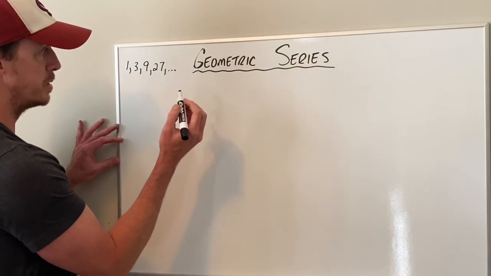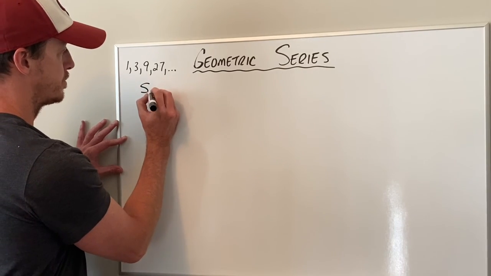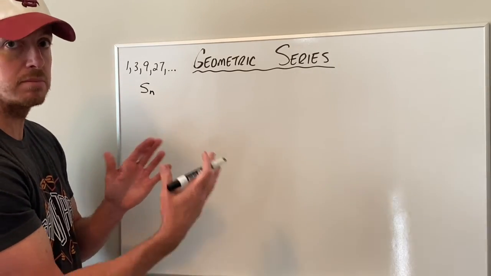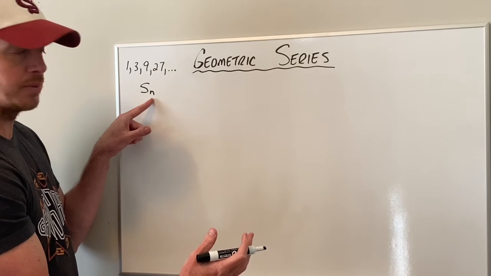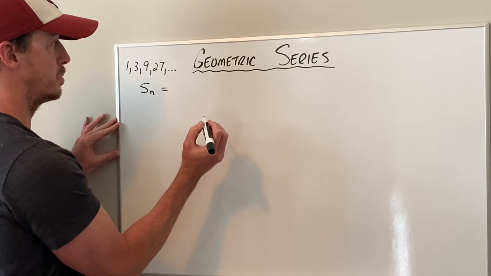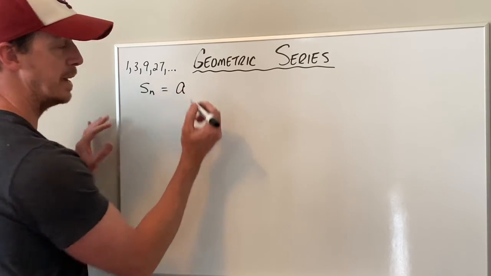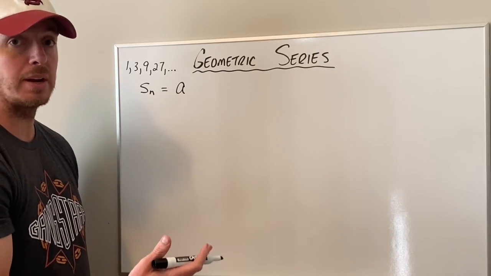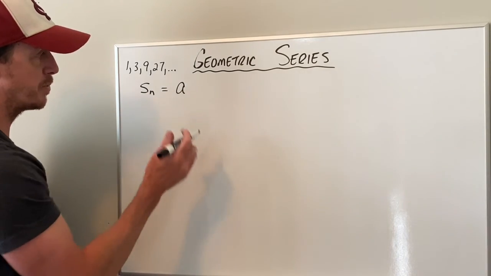So let's give a general rule here, and we'll call it S sub n. So the sum of some geometric sequence for n number of terms. Well, according to what we just said about a geometric sequence, it starts with some number. It has a first term. We generally just call that A. When you're in pre-cal, you probably call it A sub 1. So you can call it A sub 1 if you want to, or just A. But that's the first term.